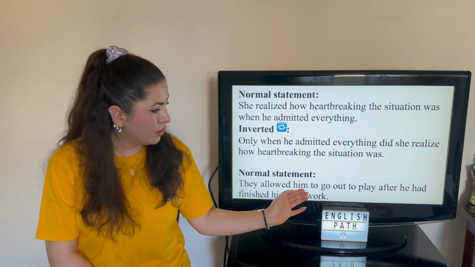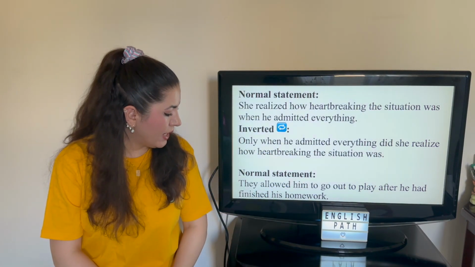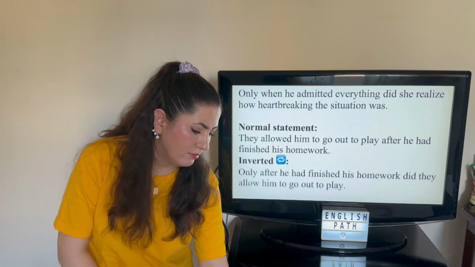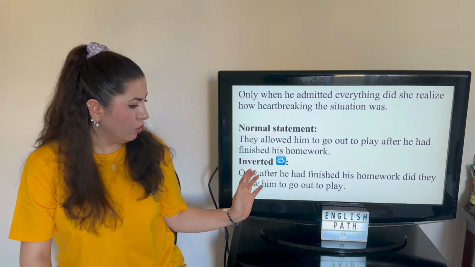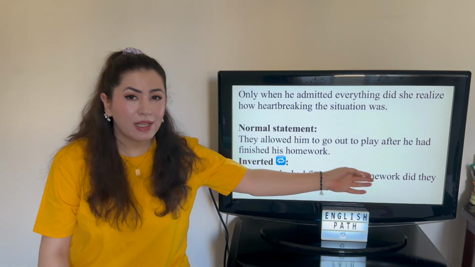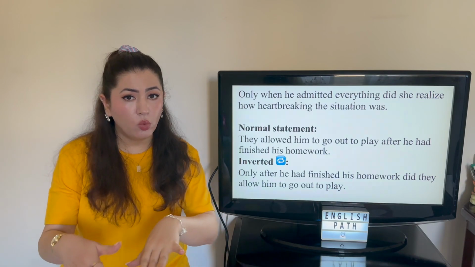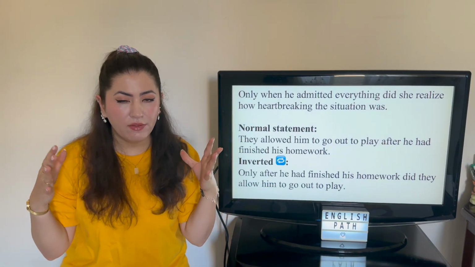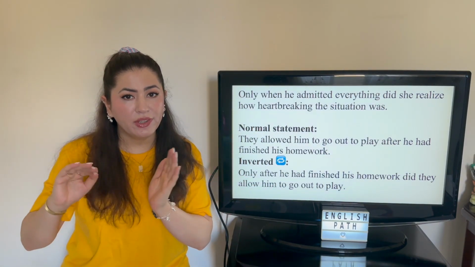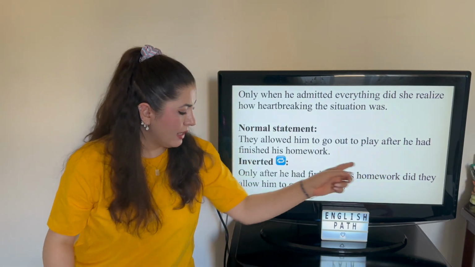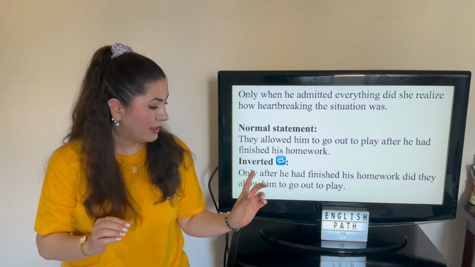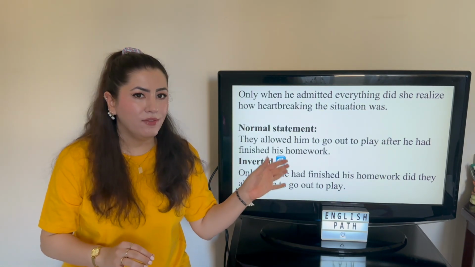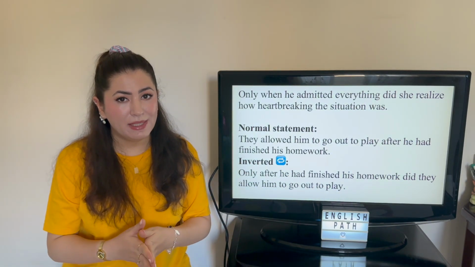They allowed him to go out to play after he had finished his homework. So it shows an exception. Pay attention that "only after he had finished his homework" is starting our sentence. So we don't touch that. We don't invert that part. We invert the rest of the sentence. Did they allow him to go out to play? So don't let this trick you. You can't say "only after had he finished his homework." No, that'll be a mistake.